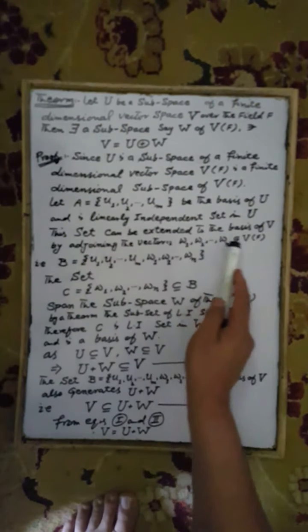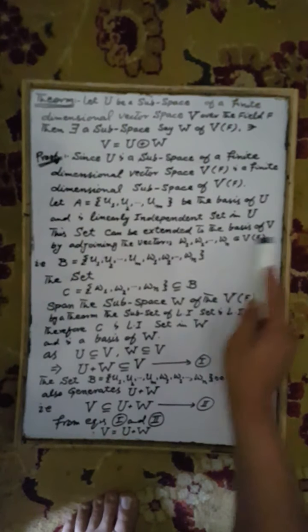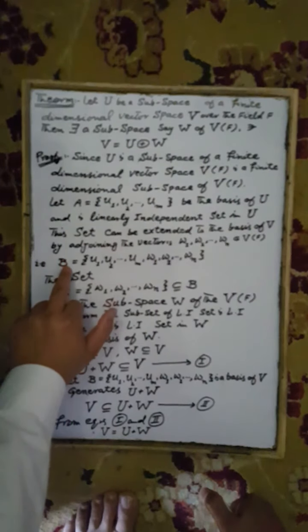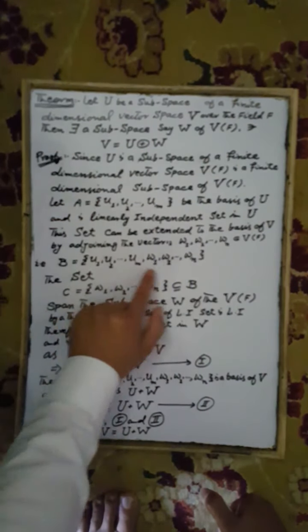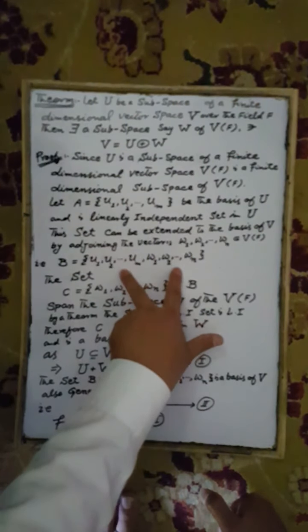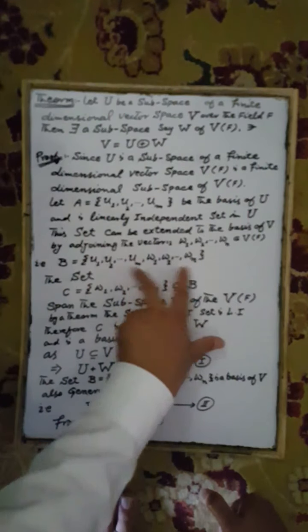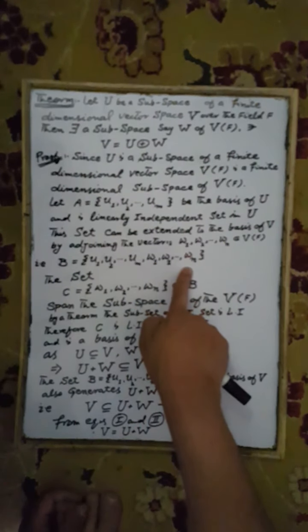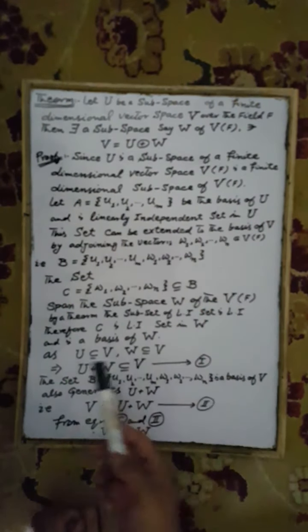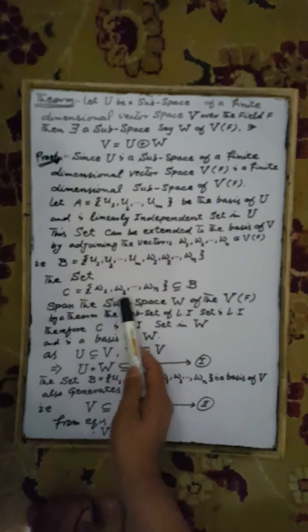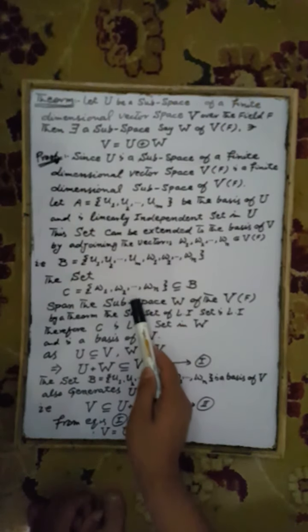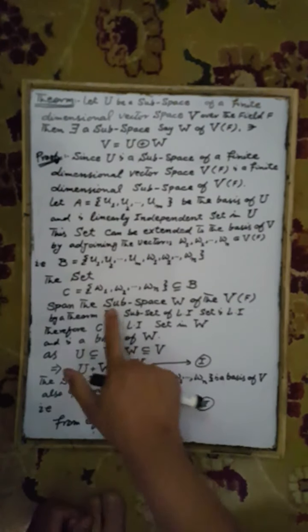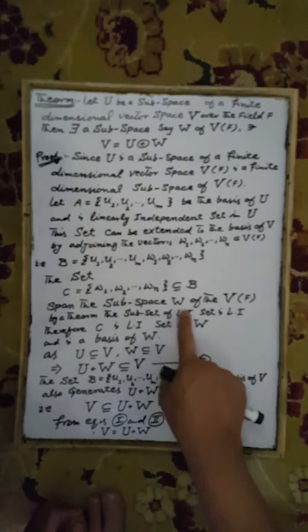This set can be extended to a basis of the vector space V over the field F by adjoining the vectors W1, W2 up to Wn of V. That is, the set B, which is a superset of the set A, consists of all the elements of the set A as well as the new elements W1 up to Wn, and this resultant set is a basis of the vector space V. The elements W1, W2 up to Wn are also linearly independent according to the definition of the basis, and the subset C consisting only of the elements W1, W2, up to Wn of the set B is also a linearly independent set in V and spans a subspace W of the vector space V over the field F.